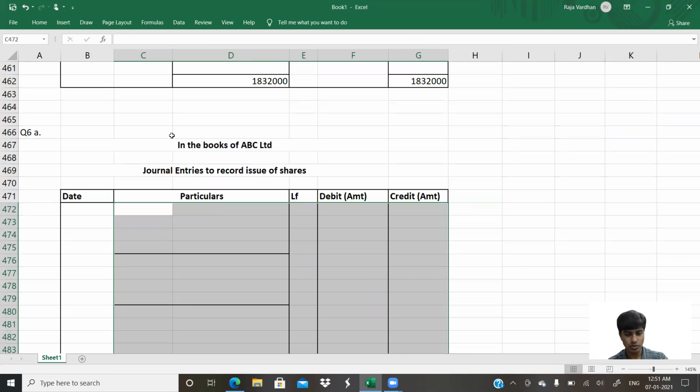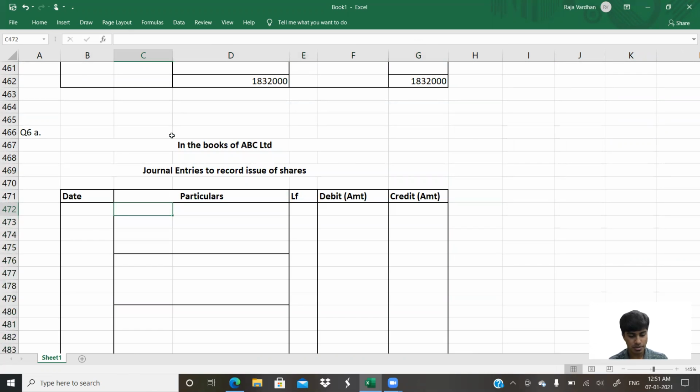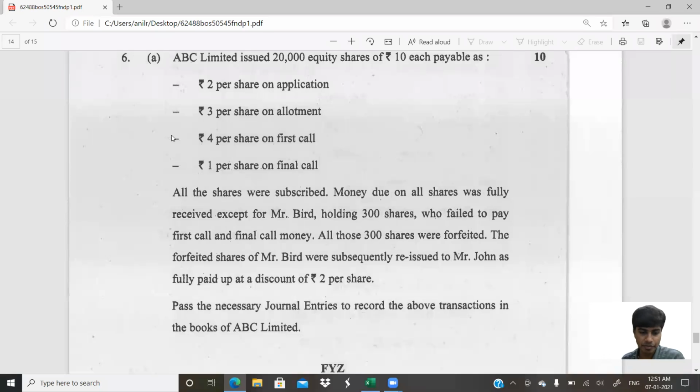Then wait, be patient. 6A. ABC Limited issued 20,000 equity shares of rupees 10 each, payable as follows: 2 rupees per share on application, 3 rupees per share on allotment, 4 rupees per share on first call, 1 rupee per share on final call.